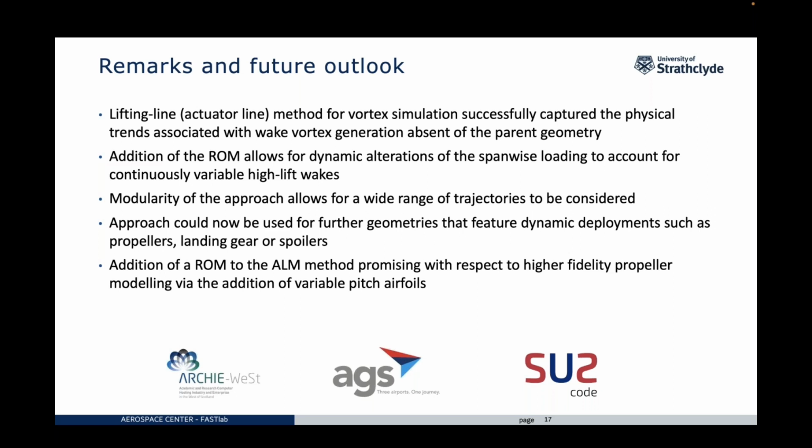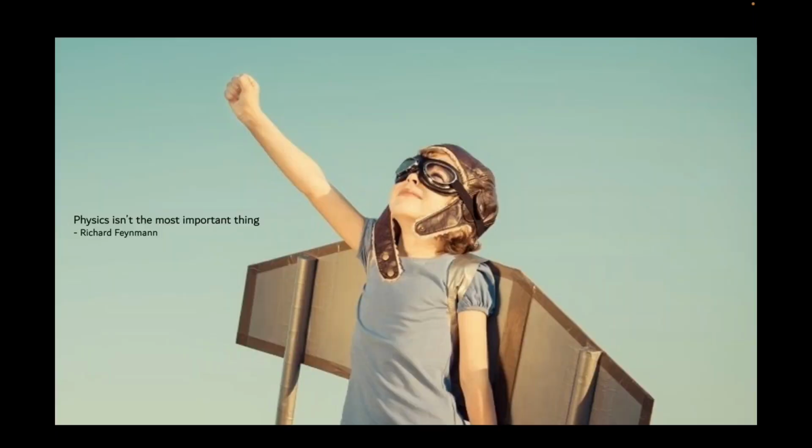And we could actually further use this approach for other geometries that feature dynamic deployments, such as propellers, landing gear, control surfaces, like I mentioned. And one more thing just to point out is that, particularly with respect to propellers, we can use this with the actuator line to account for variable pitch propellers as well. I think that's it for me.